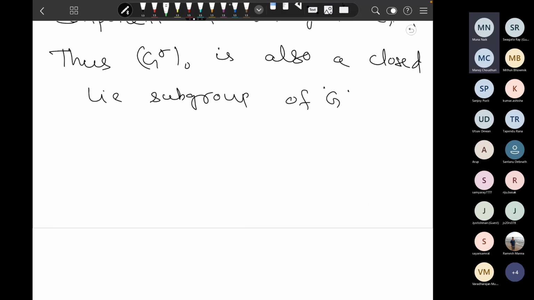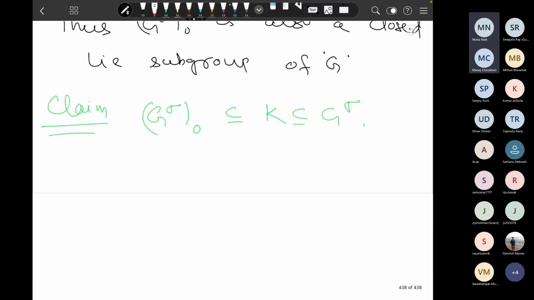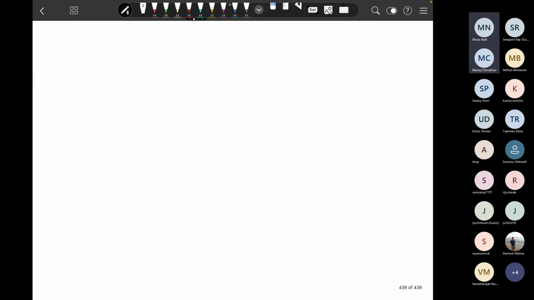So now there is an interesting claim. I want to really prove that. Claim: this G^sigma_0 is contained inside K, and K is contained inside G^sigma. Okay, so I have to really prove this. So first I am taking this K subset of G^sigma.